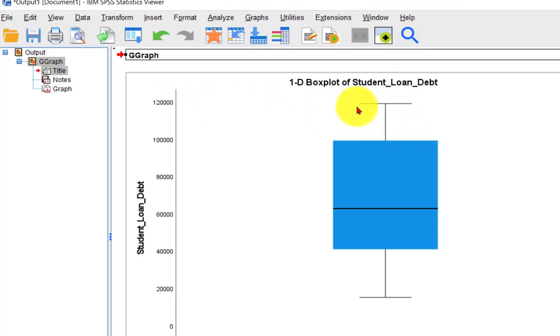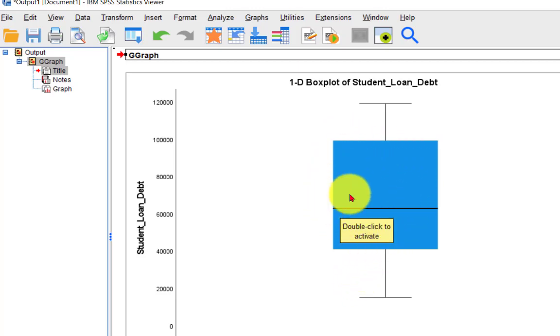So the maximum is 120,000. The minimum is a little under 20,000. So remember, each horizontal line splits the data into fourths. Those are the quartiles. So a fourth of the people have student loans from roughly 20,000 up to 40,000. And then another fourth is roughly 40,000 up to 60,000. And that line in the middle, that's the median. So half the people have above 60,000 and half the people have below 60,000.